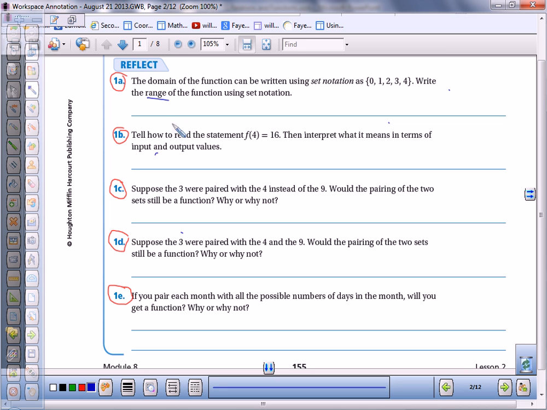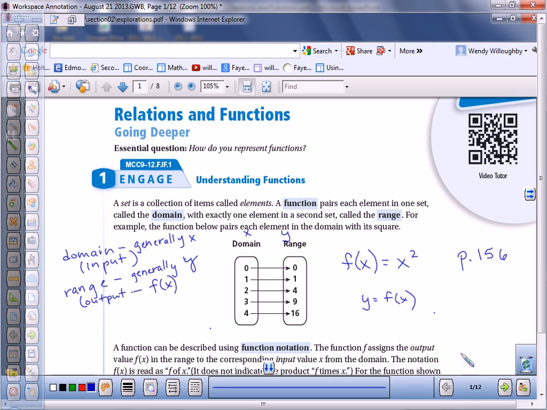Is this in our workbook? Yes, we're on page 156. 155. Okay, I'll go there. Yep, found it. Sorry. It's okay. I had fixed it and then I did not save what I fixed.